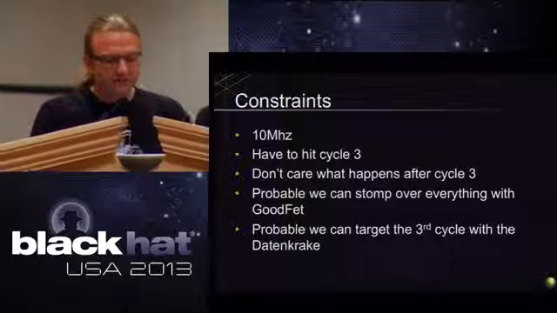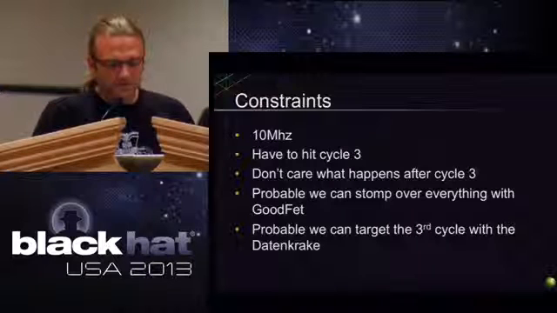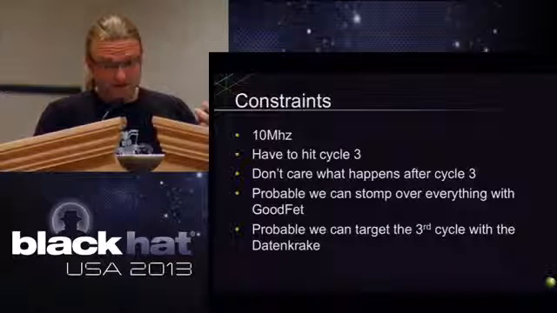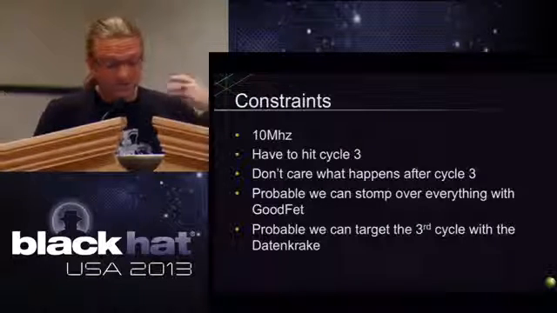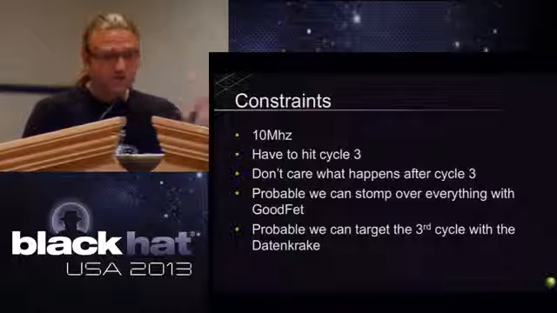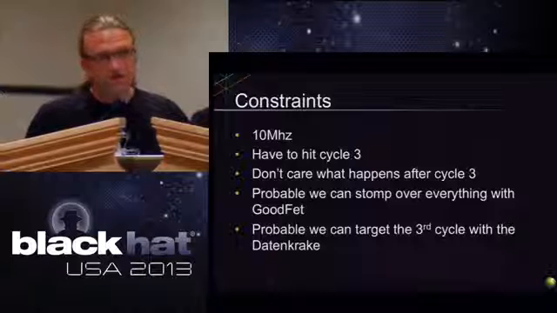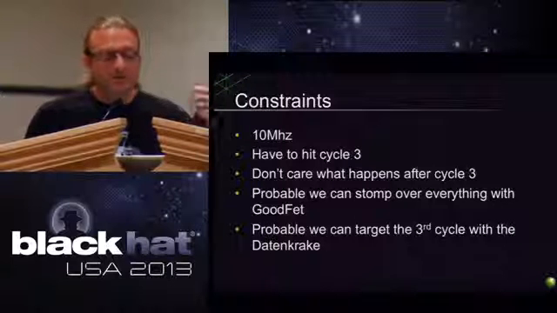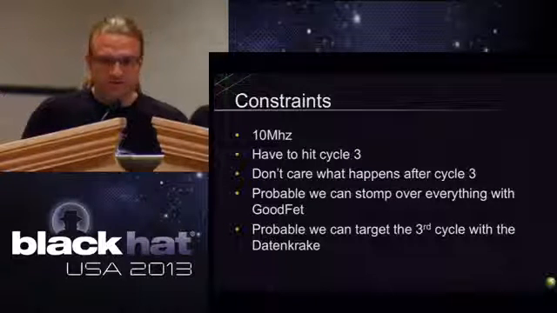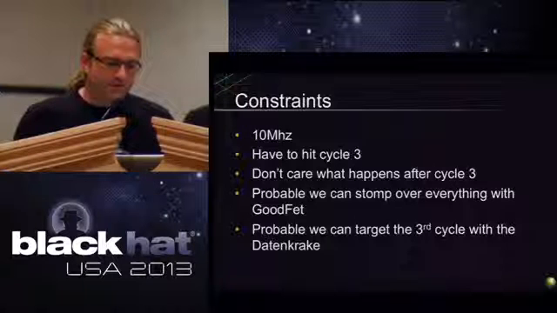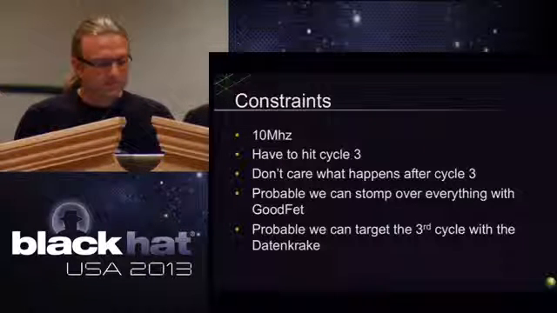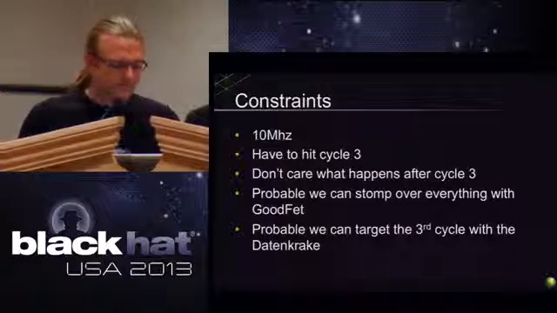Constraints that we've got with that type of glitch, right? We're running at 10 megahertz. We have to hit cycle 3, and we've got to hit it hard on the dot. Because we don't want to hit 1, we don't want to hit 2 necessarily, right? Because if you want to still have it running and be live, you still want those jumps. You just don't want that third thing to hit. Well, maybe, right? It doesn't always matter.